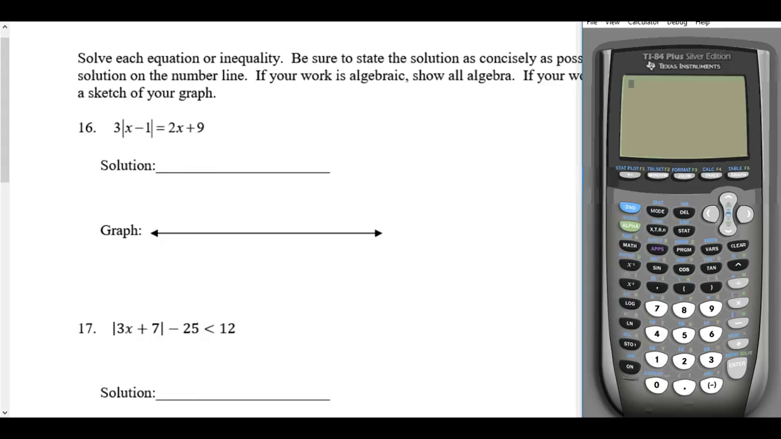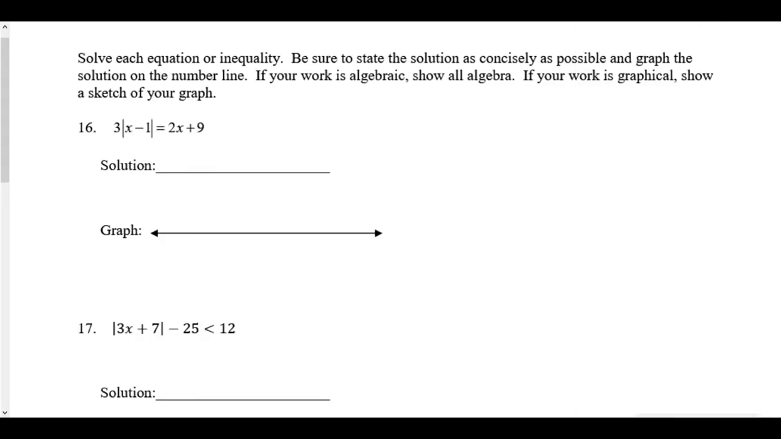So I'm going to go into my y equals, and my first thing I'm going to graph is y equals the right side. So my y1 is going to be 2x plus 9. Sorry, that's my little y1. And then my y2 will be the other side. I don't have to worry about flipping an inequality here.